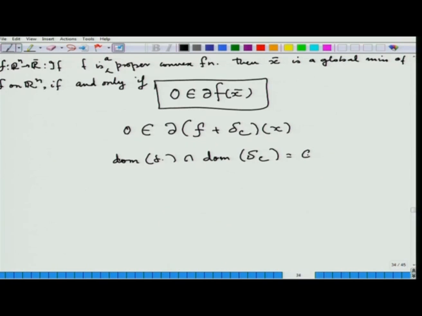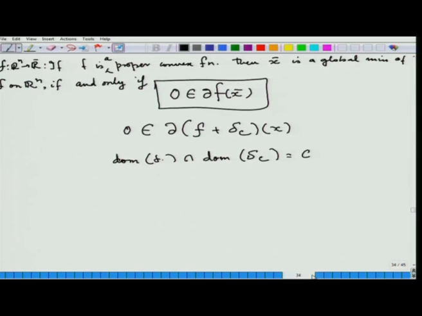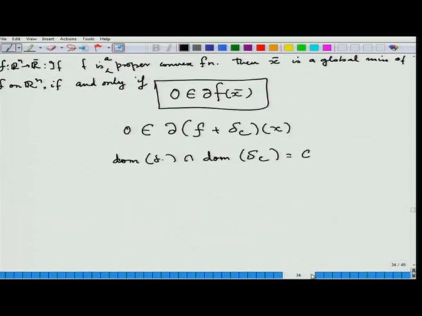But the function f is taking the place of f 1 here. This function f 1 is continuous over the whole of R n. So, it is naturally continuous over C. So, this condition is satisfied for this particular case. So, now I can write the sum rule. This would imply that 0, because this is equal to del of f at x plus del c at x bar, because I have said x bar is the minimum, right? Okay, right, x bar is the minimum.